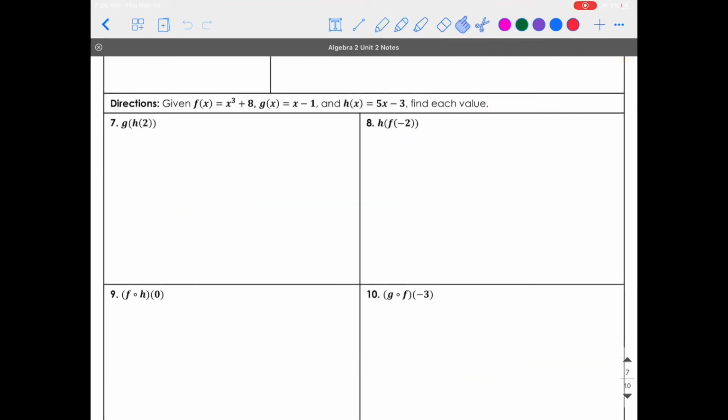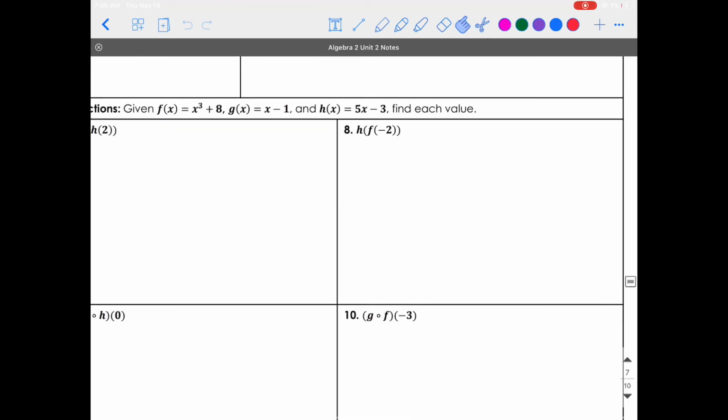All right, number 8. So remember, with composition of functions, you always start on the inside. So notice how that f of negative 2 is inside. So I'm going to do that one first. So f of negative 2. I'm going to put my negative 2 in parentheses. Negative 2 cubed plus 8. And that is 0.